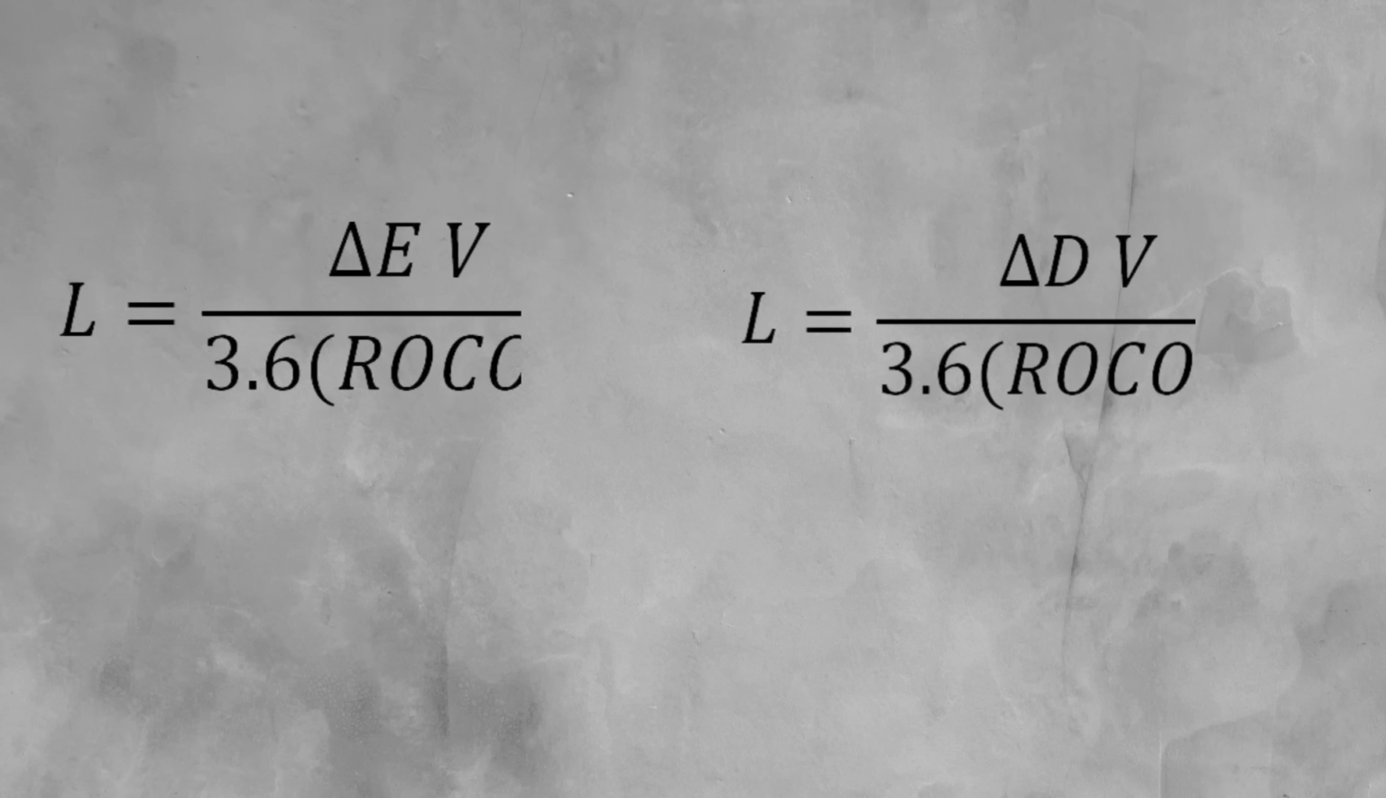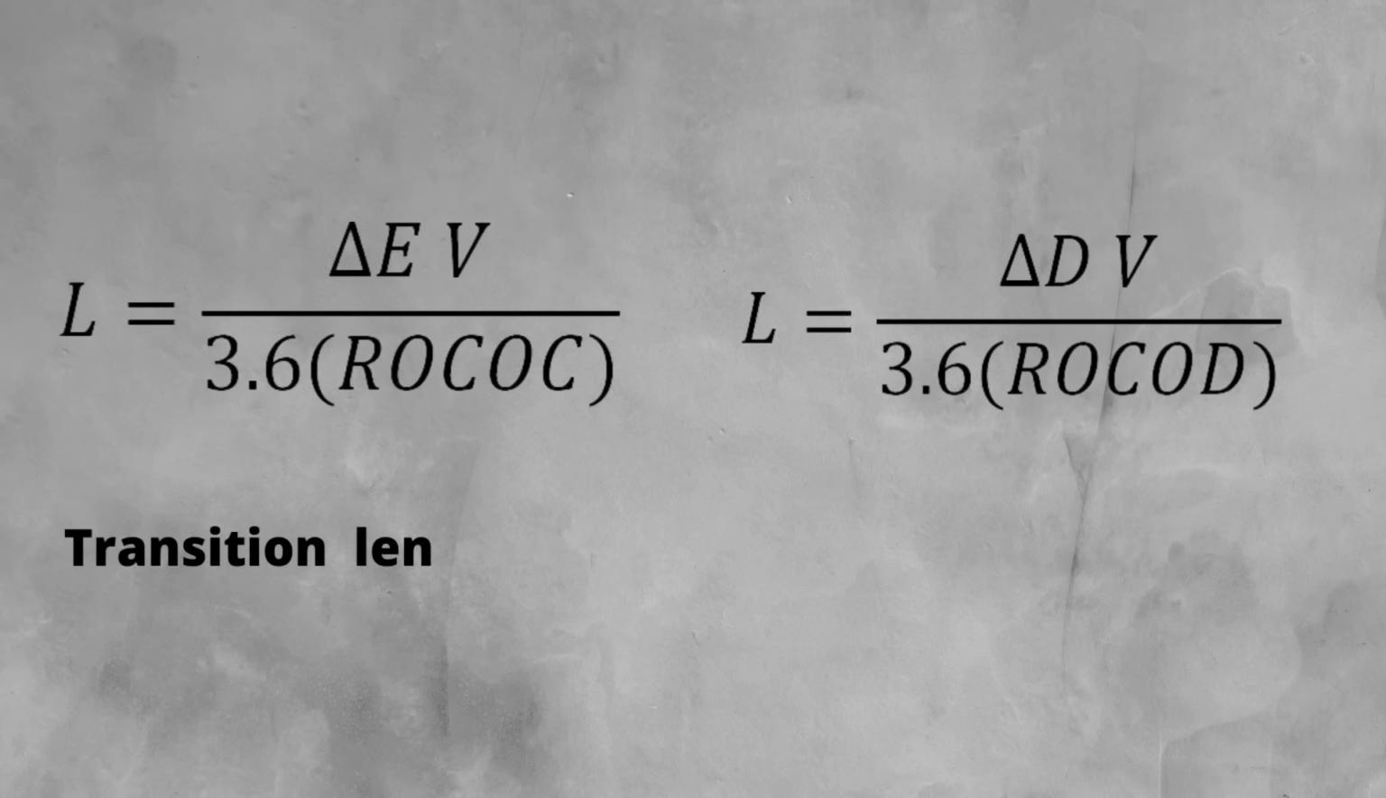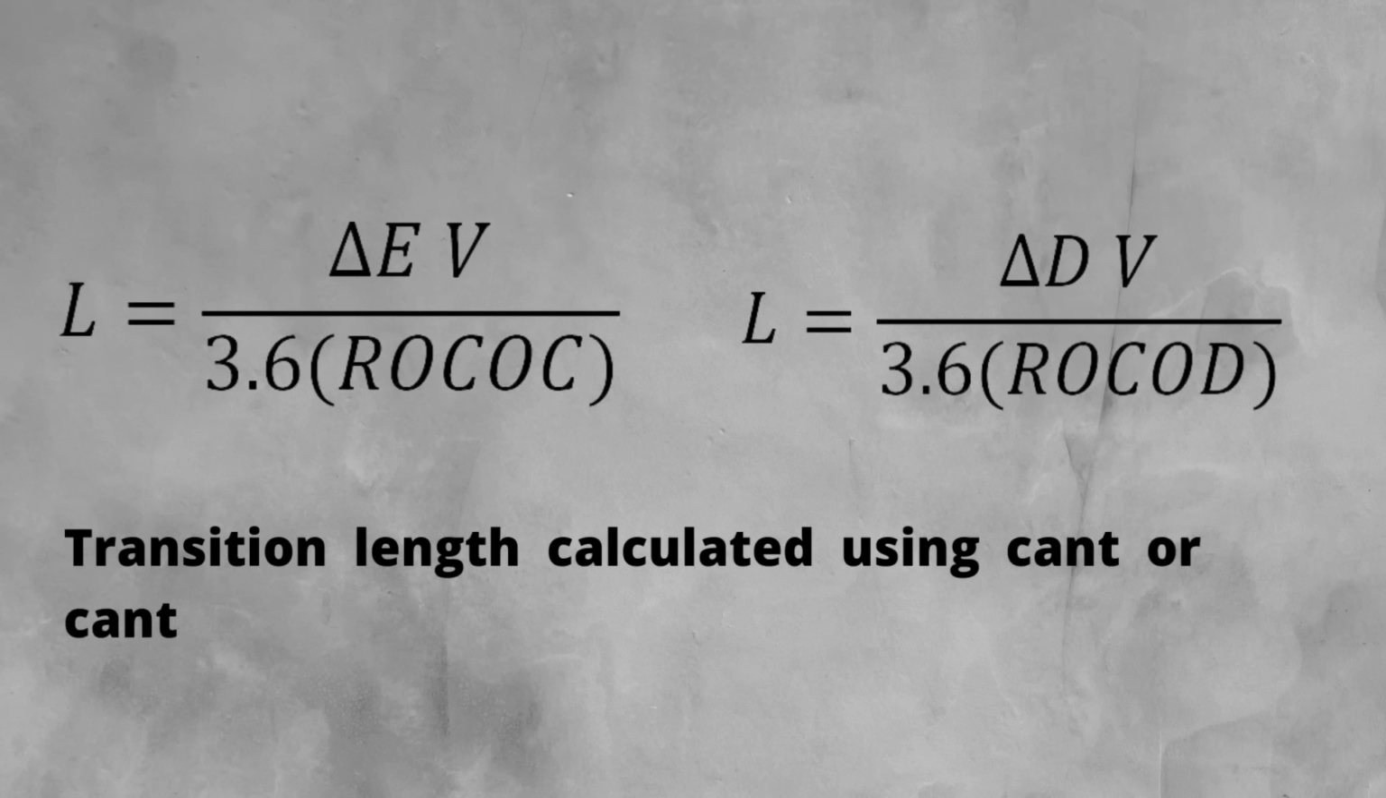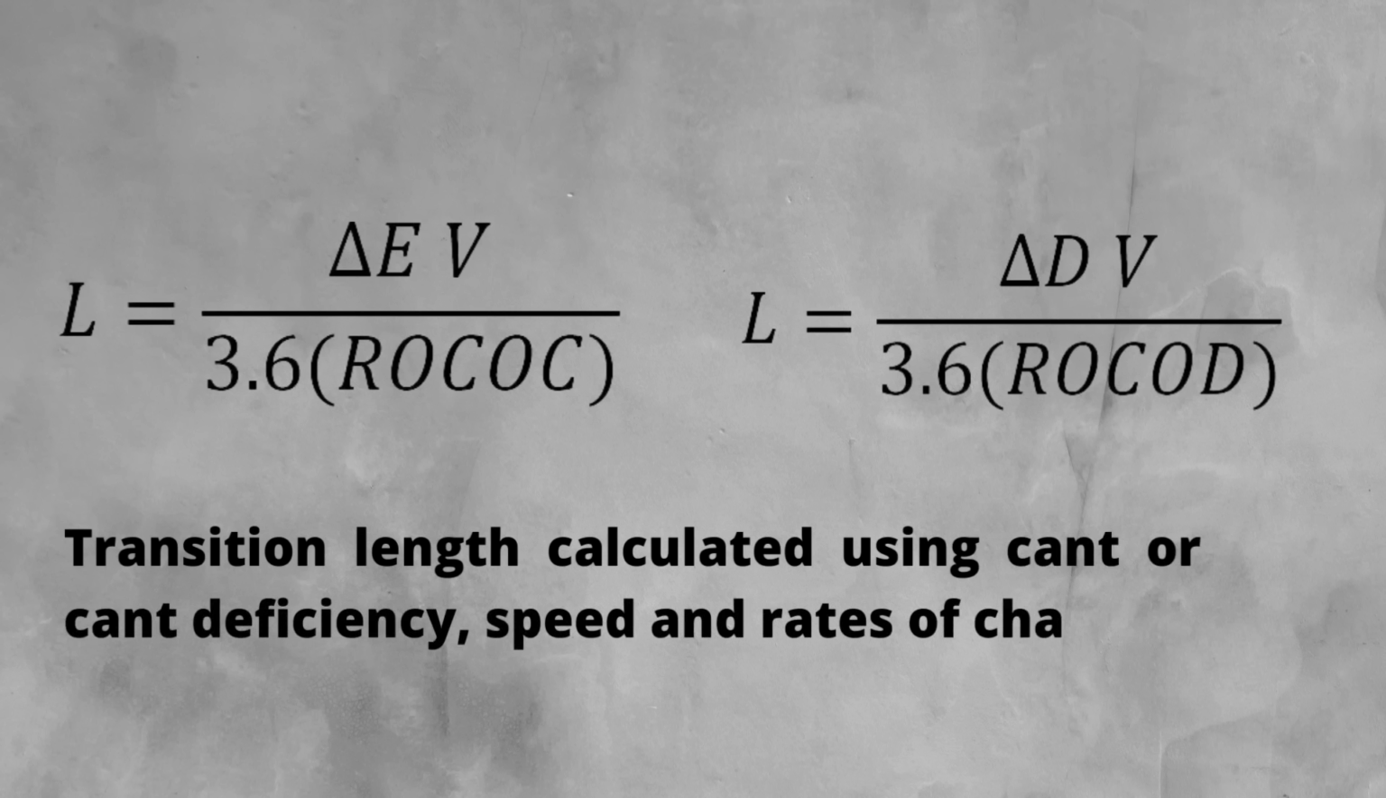The equation in its two different forms is shown, one for rate of change of cant and one for rate of change of cant deficiency. They are both arranged to solve for the transition length L. The triangle before E, which we know is cant, is called delta and is used to signify change in. As we have also already seen, V is train speed. For this video, we will not show how they are derived from first principles. Using these equations is best explained with an example.